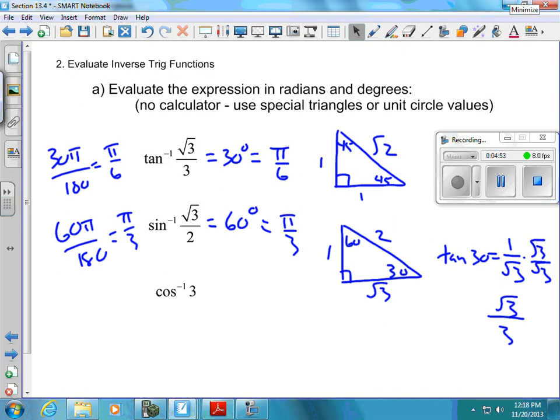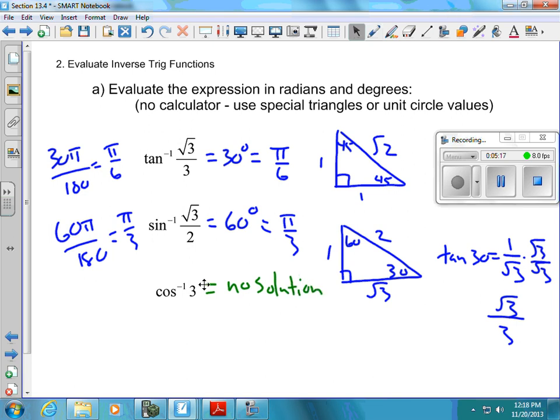Inverse cosine of 3. Well, let's look here. I don't see 3 on any of these values. In fact, you can't take the inverse cosine of anything less than -1 or greater than +1. So this is no solution. Okay? This is no solution.